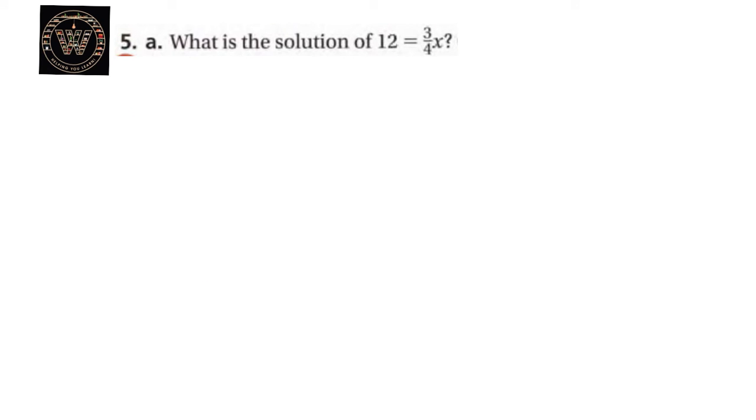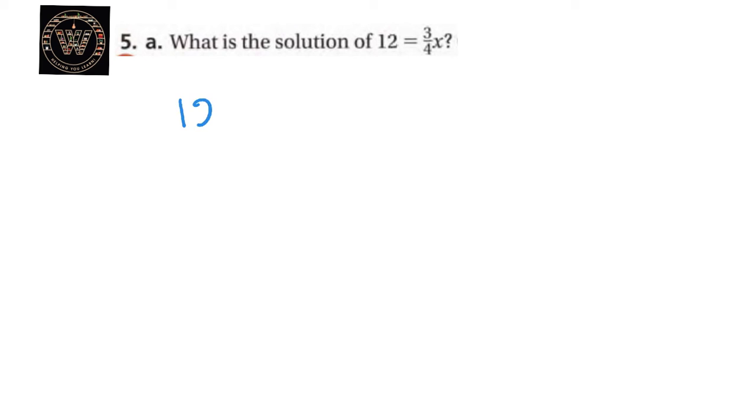What is the solution of 12 = 3/4 times x? We need to keep x alone. It's been multiplied with the fraction 3/4. And how do we remove a fraction? We will multiply by the reciprocal of the fraction. What is the reciprocal of 3/4? It's 4/3. So we will multiply on both sides with 4/3. Let's see how it looks.